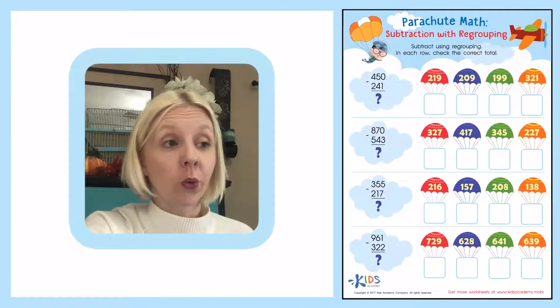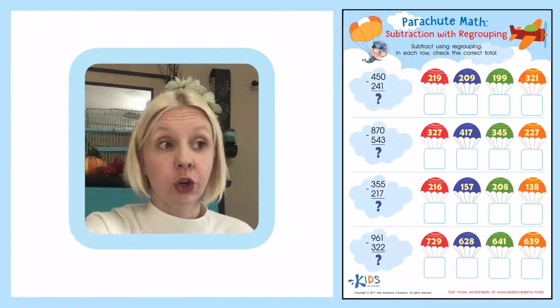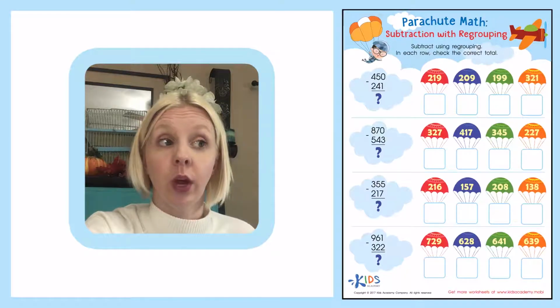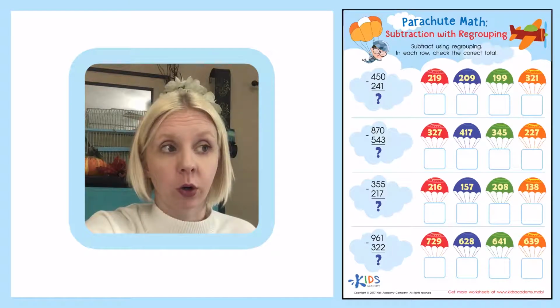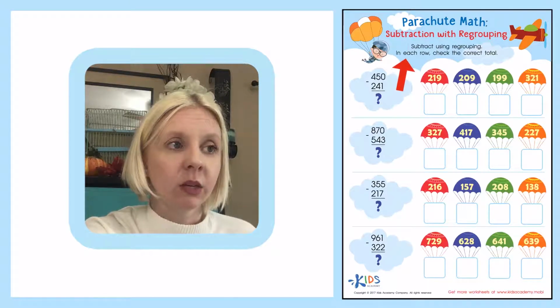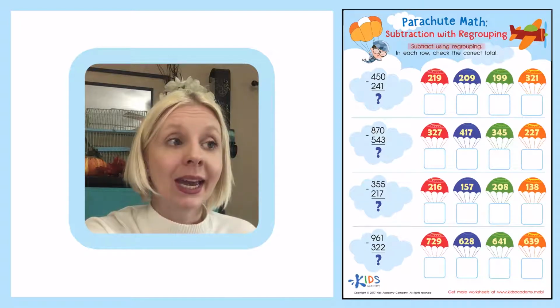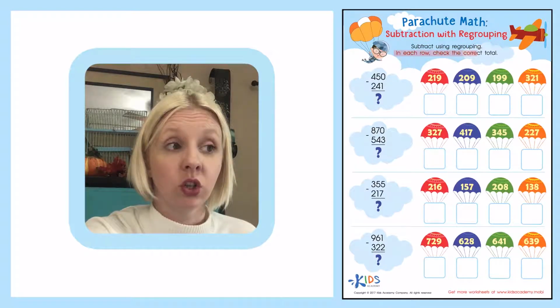All right, so our worksheet today is called Parachute Math, Subtraction with Regrouping. And regrouping means that we're going to need to borrow some numbers. So the directions say subtract using regrouping. In each row, check the correct total.